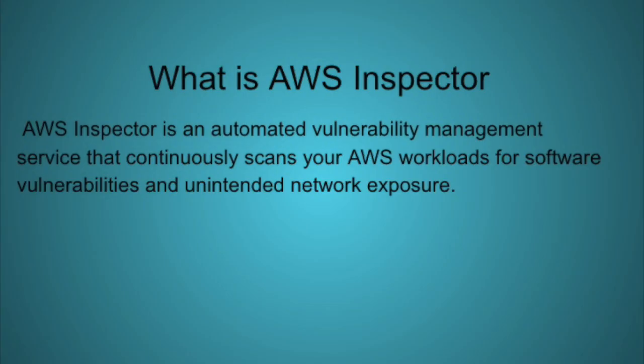So AWS Inspector is an automated vulnerability management service that continuously scans your AWS workloads for software vulnerabilities and unintended network exposure. So think of it like an automated security guard that constantly checks your applications for problems. It scans your EC2 instances, container images in ECR, and Lambda functions looking for known vulnerabilities and security issues. So when it finds something, it assigns a risk score and provides remediation guidance. All findings are sent to AWS Security Hub for centralized security management.